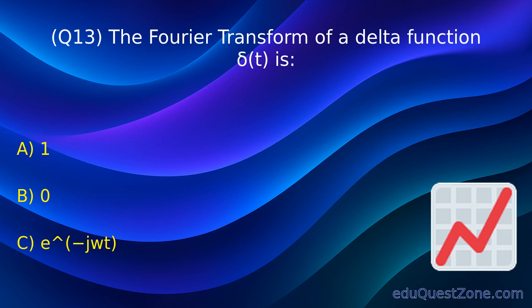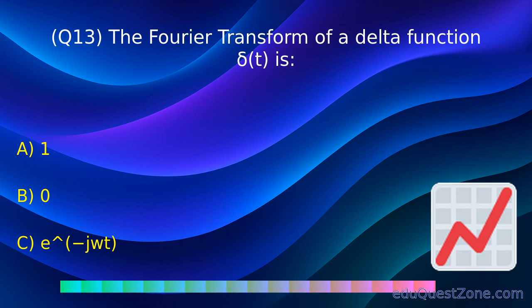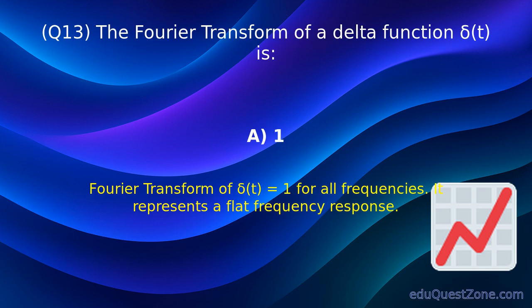Question 13. The Fourier transform of a delta function delta of t is Option A. 1. Fourier transform of delta t equals 1 for all frequencies.